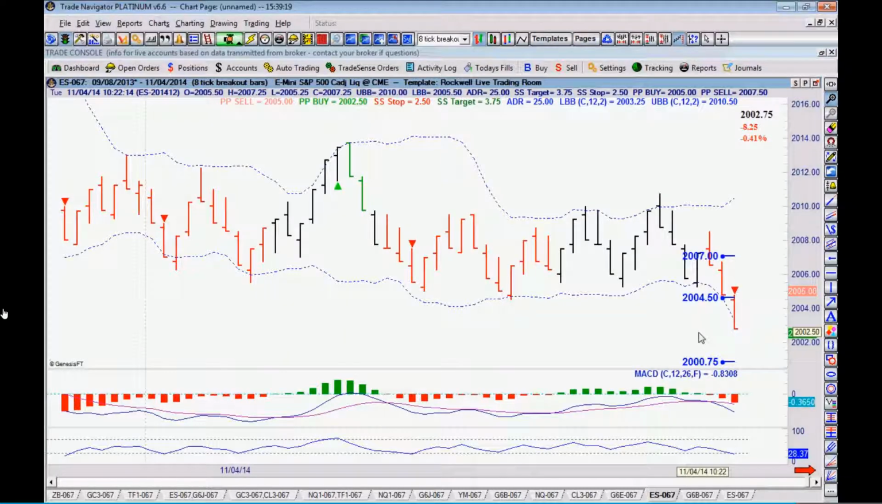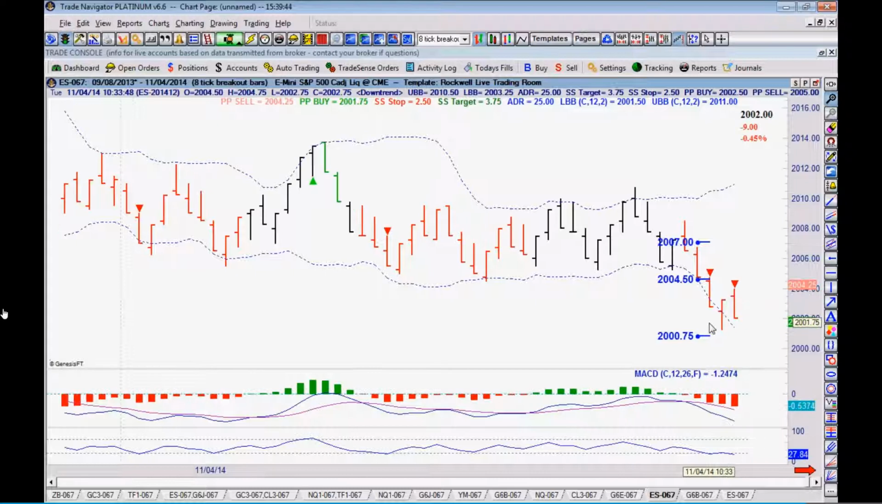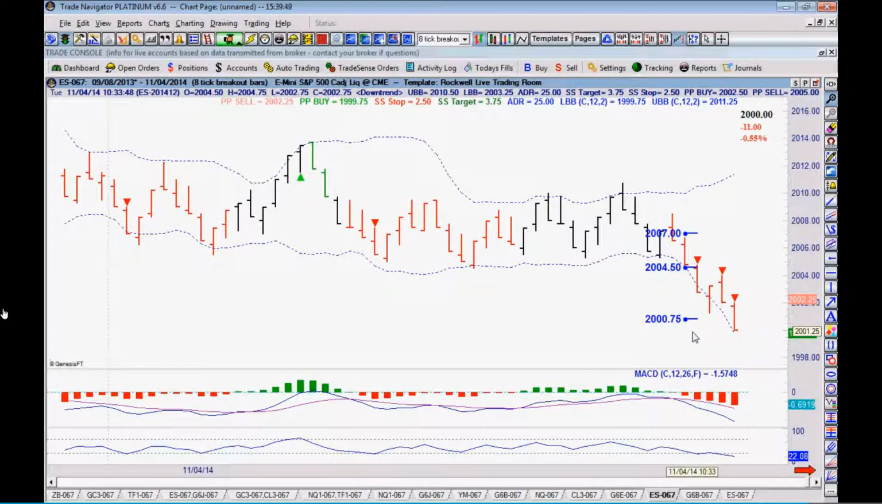Now we have a move down to 2001.25 within 2 ticks, but we have not been filled with our stop or our profit target. And then on this bar here, we get down to 2,000. So this 2,000 3/4 profit target would be filled. And in this case, we would make a profit of 15 ticks, which is $187.50. So this would be a good sell signal.